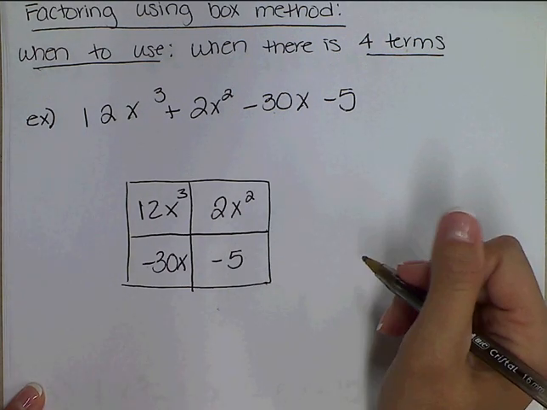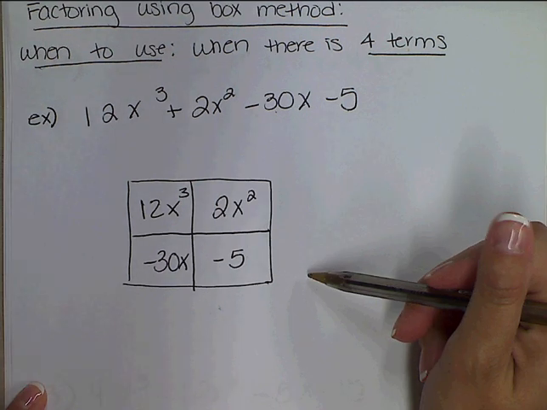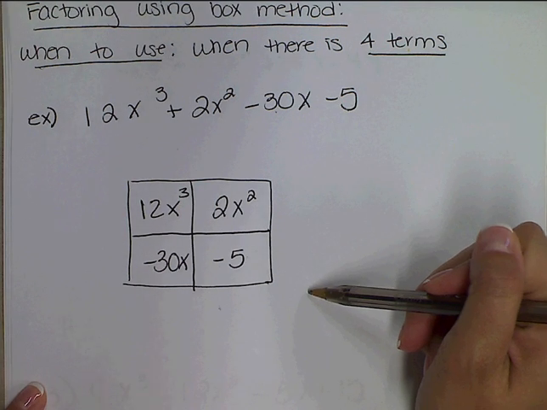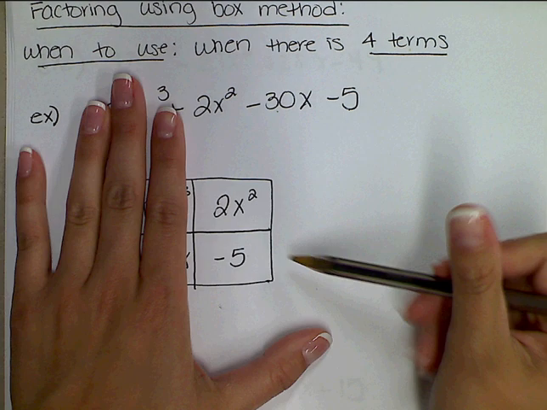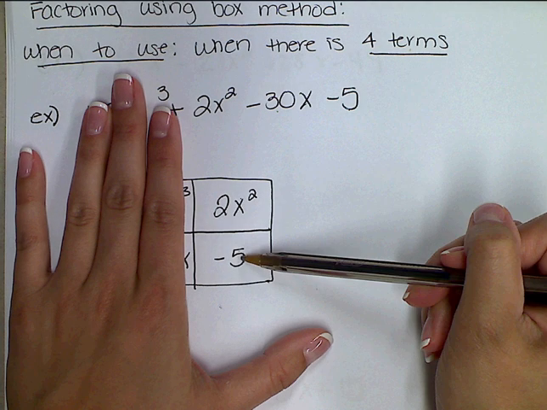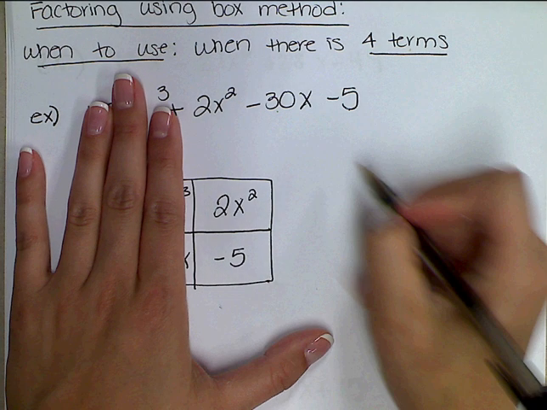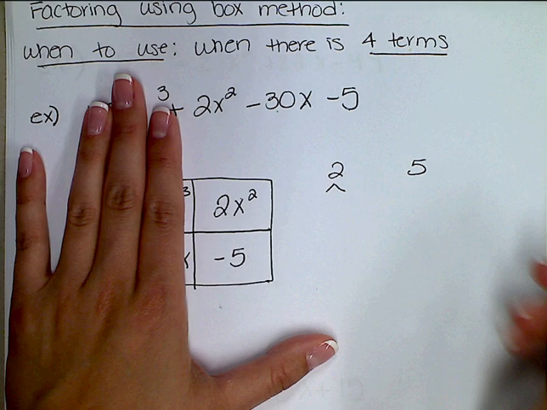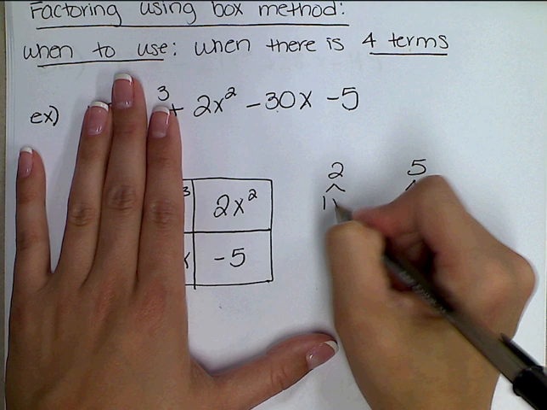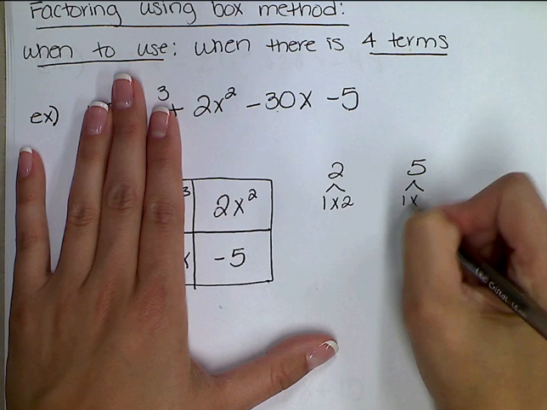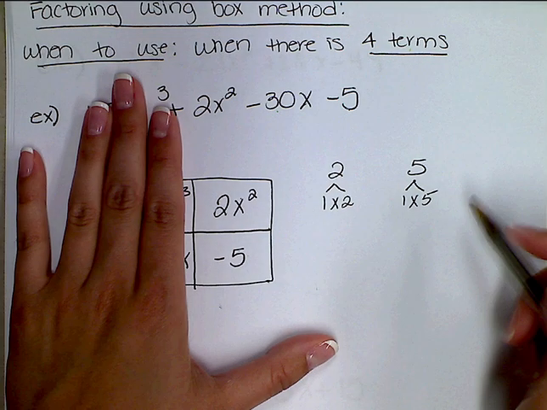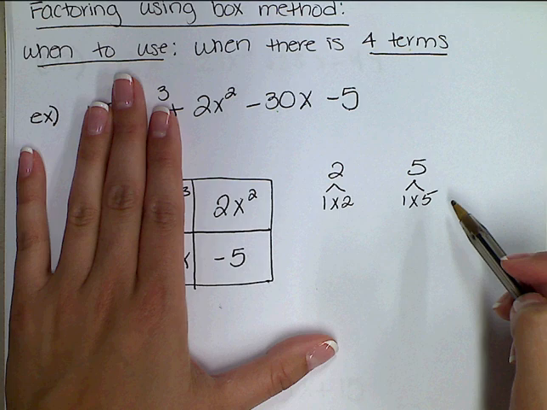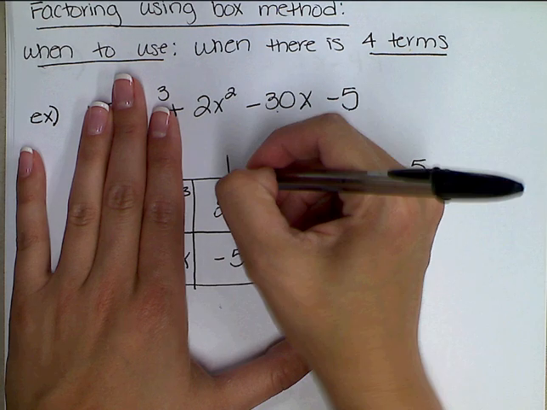Now what you need to do is find the GCF of the columns and the rows. So what you're going to do is you're going to find the GCF of these 2 boxes. Well, 2 and 5, so if you forget GCF, GCF is the highest number that goes into both. So if you think of the multiples of these, you only have 1 times 2 and 1 times 5. So the GCF would have to be 1.